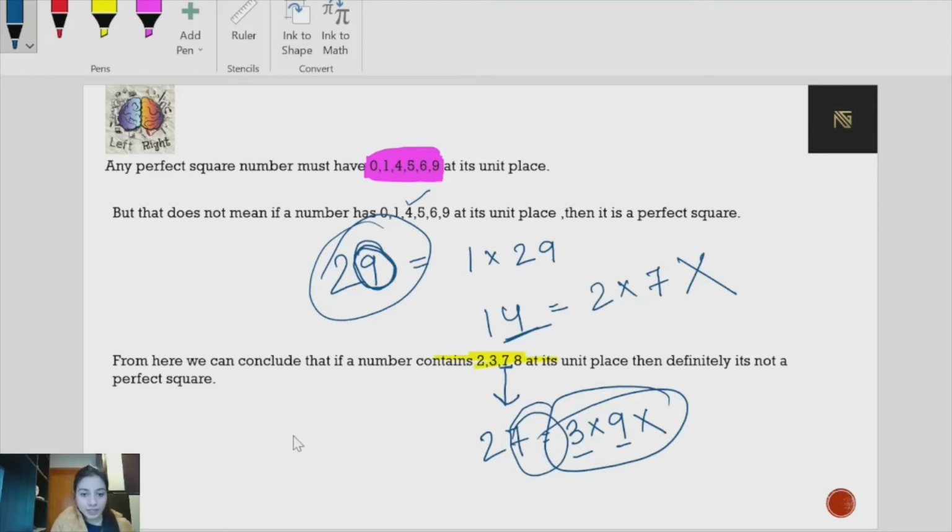If you get 8 as the unit digit of any number, that will not be a perfect square. Same for 3 and 2. If the unit digit is 2 or 3 or 7 or 8, then that number will never be a perfect square number. Clear?